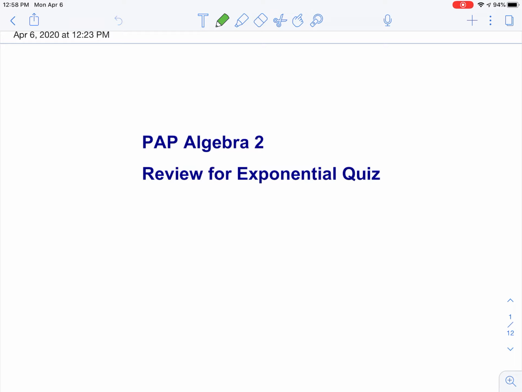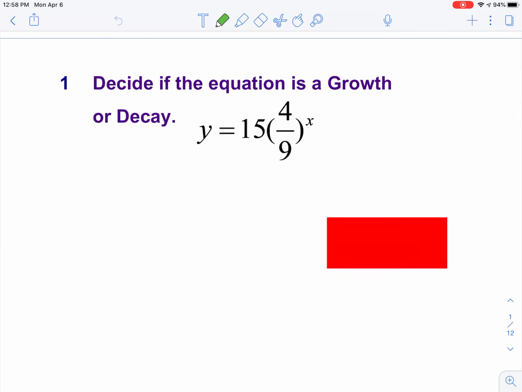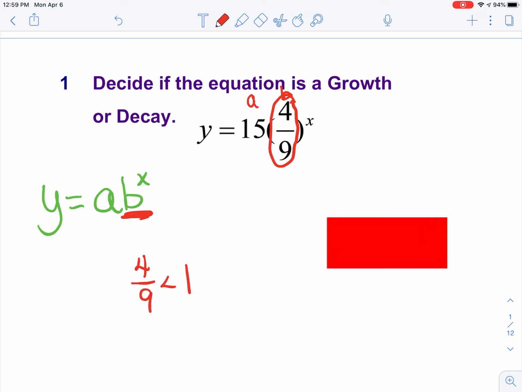So we're going to review for your exponential quiz. All right, your question number 1 is going to look something like this. It says, decide if the equation is a growth or decay. Well, we know that we have y equals ab to the x. The one value that we want to look at is the b value. So here is my a, here is my b, and your exponent is positive, so we don't have to worry about that. So here's our b value. It's 4/9. So 4/9 is less than 1. So what do you think it's going to be? It's going to be a decay.